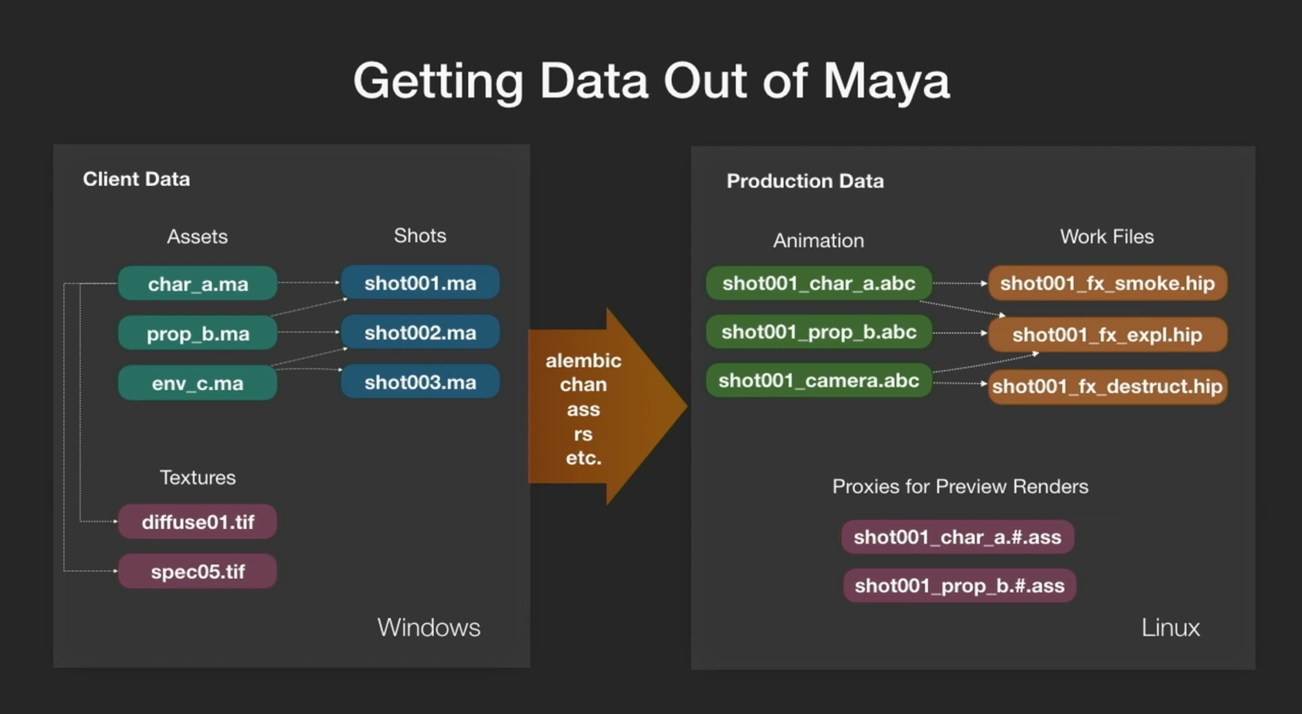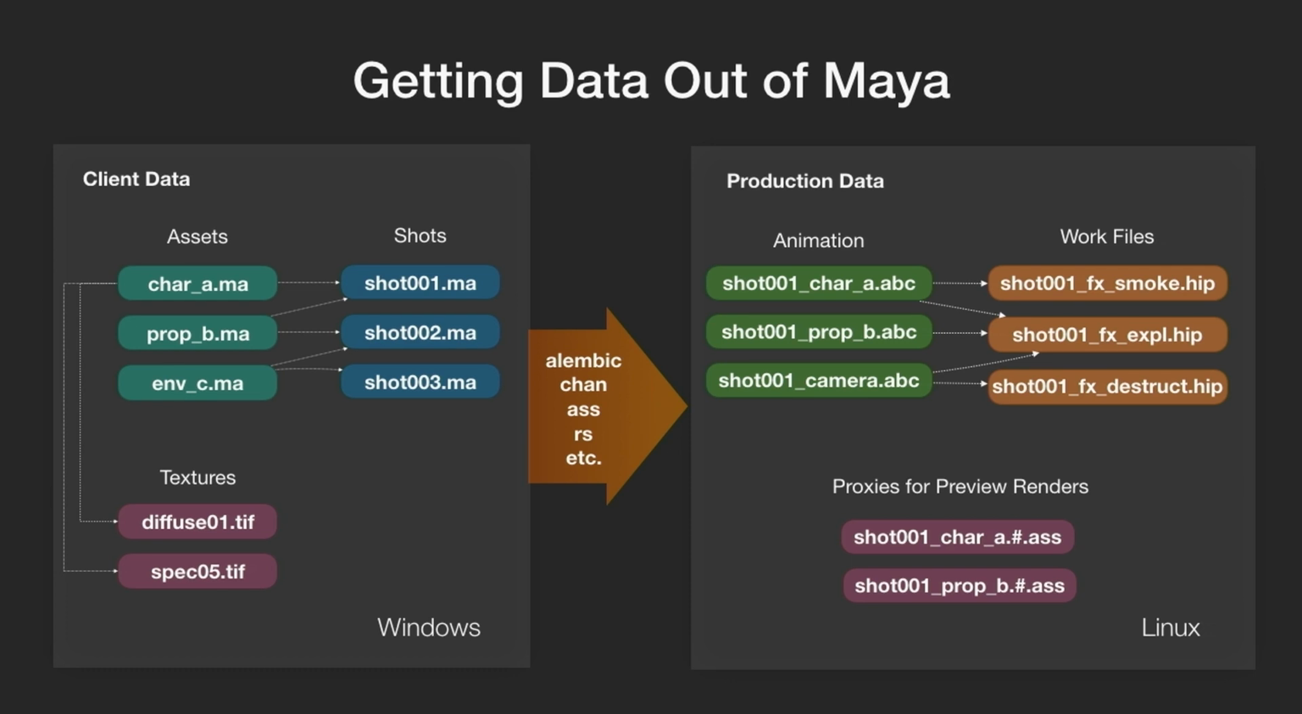It's on Windows. We use Linux, and we need to extract the animation data and the asset data, maybe some textures attached to that, into something Houdini can read. Those would be Alembics, chunk files, ASS, RS in case of Redshift, and so on. After that, we read it into Houdini, make our effect, and get it back into Maya.